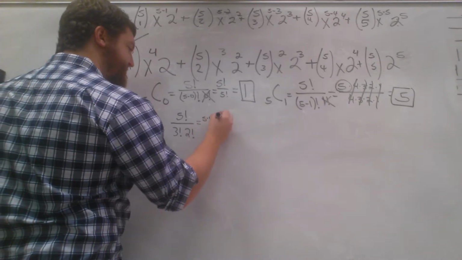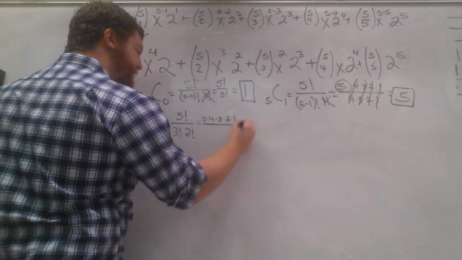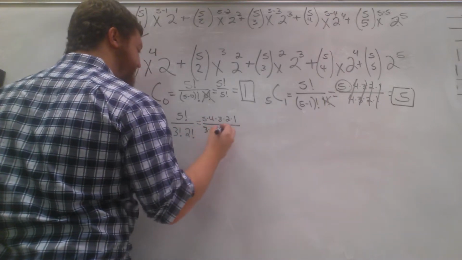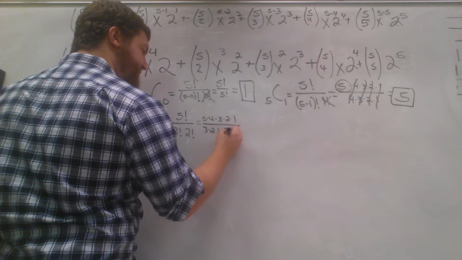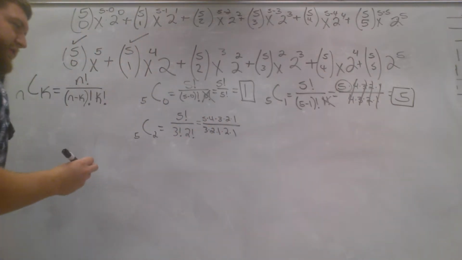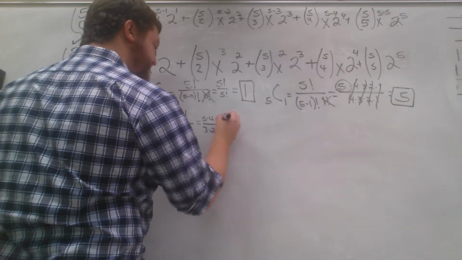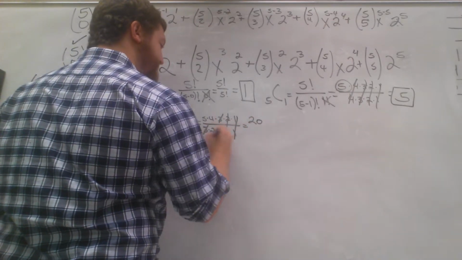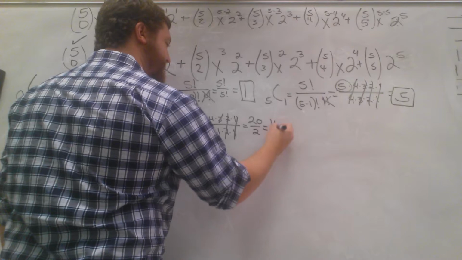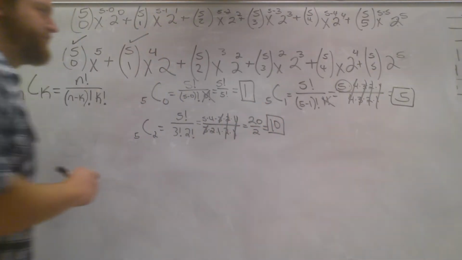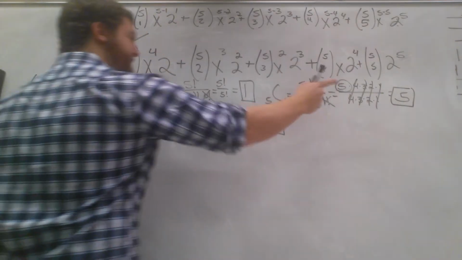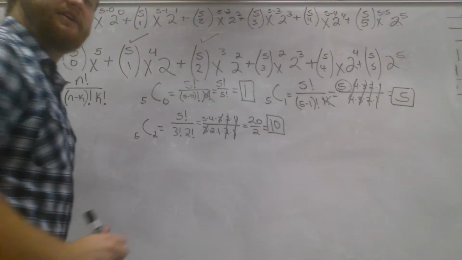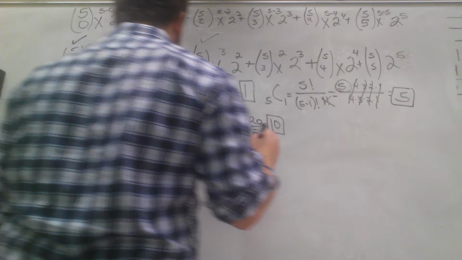5 times 4 times 3 times 2 times 1 over, what's 3 factorial? 3 times 2 times 1, times 2 factorial, 2 times 1. Now I'll mark out 1s, 2s, and my 3s. And I get 5 times 4 is 20, 2 times 1 is 2. My magic number is 10. So now I've got 1, 5, 10. Wouldn't it be nice if the next one was 15? It's not. It's not that easy.